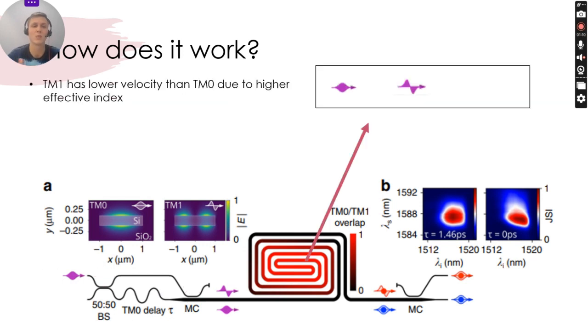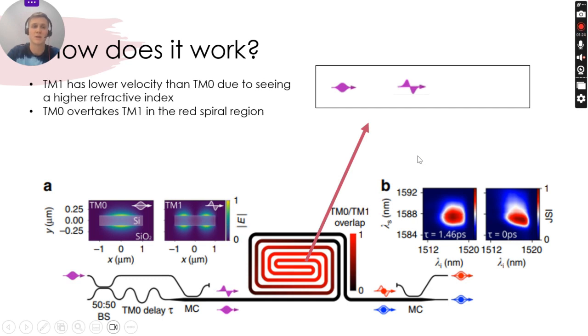And so the TM1 mode, so this double lobed mode here, has a lower velocity than the TM0 mode. Okay, and so this means as they both co-propagate down this waveguide and then through into this kind of spiral structure, the TM0 will gradually overtake the TM1 mode, kind of like this. And so you get a really nice overlapping of these two modes on top of each other in this spiral region.